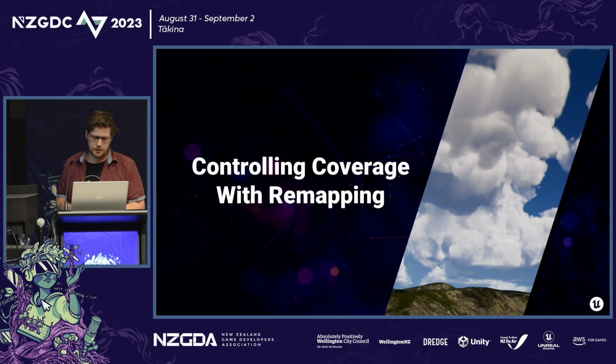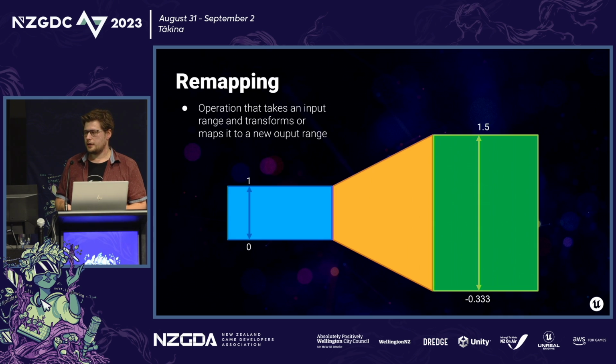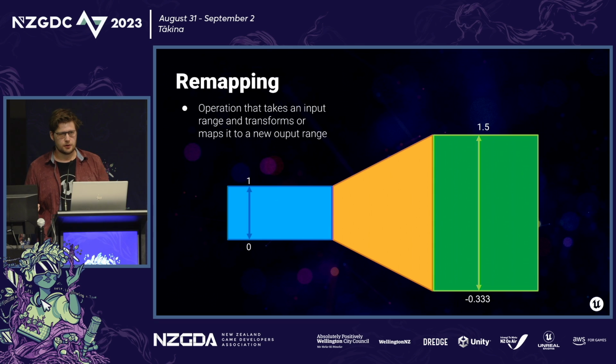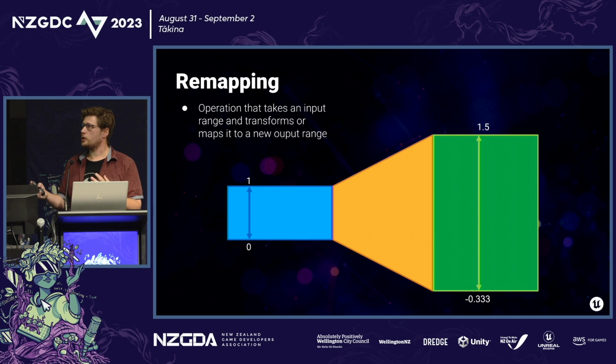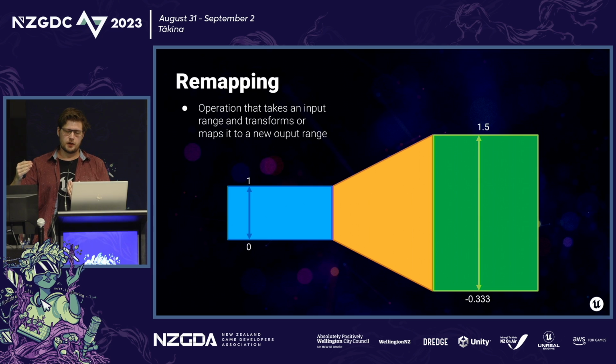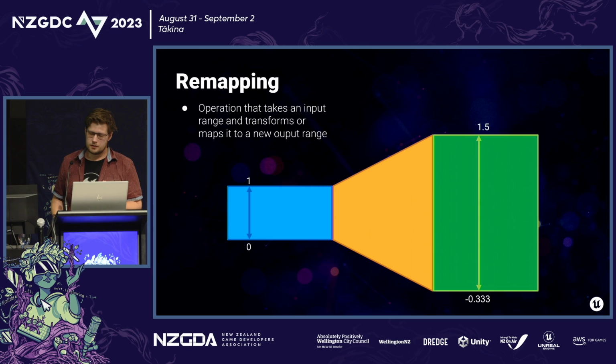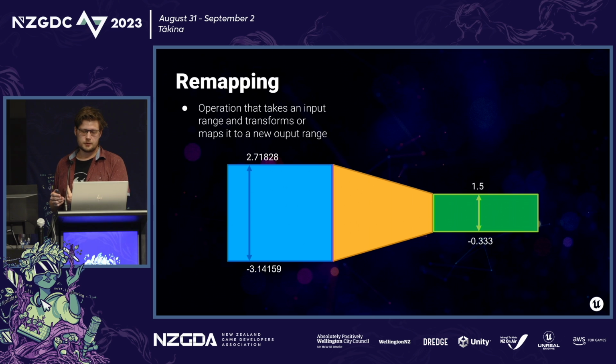So now let's get on to how we can control some of that coverage. Before, we were using a contrast node to create gaps in the clouds, which was nice, but it was a bit brute force. Remapping is a common operation in the tech art world, where we take a pre-described range where we know the input and output upper and lower bounds, and either stretch that to a bigger range or squeeze it into a smaller range.